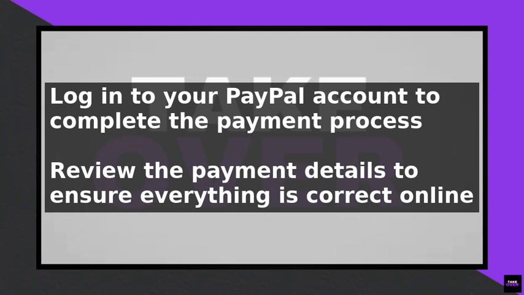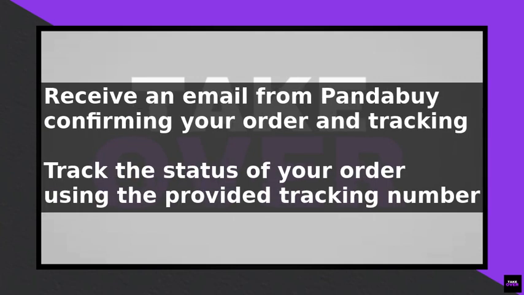It is also a good idea to check the Pandabuy website for any promotions or discounts that may be available. You can also use the Pandabuy app to make purchases and track your orders. To ensure a smooth payment process, make sure your PayPal account is funded and your account information is up to date. By following these steps, you can easily buy Pandabuy items with PayPal.